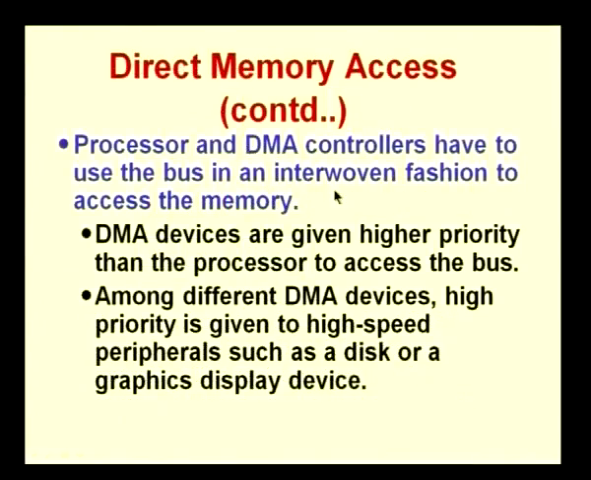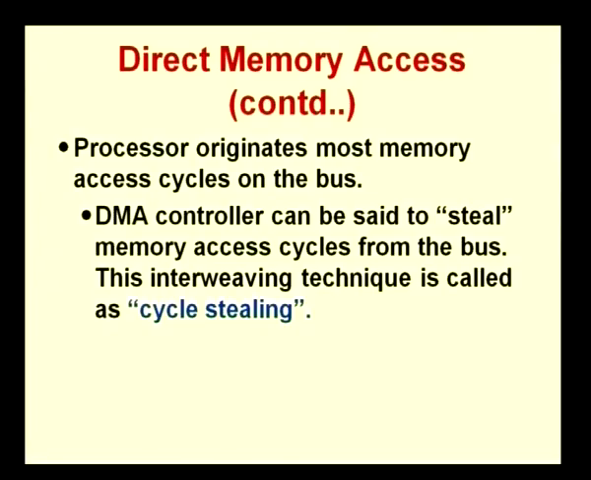There are 2 different ways in which this is normally done. One is that the processor and the DMA controller use the bus in an interwoven fashion. That is, normally it is the processor which will have control of the bus, and when the DMA wants to access the bus, it puts out a request to the processor called a DMA request, and the processor will release the bus for a short duration, for let us say 1 cycle or whatever, during which the DMA controller can access the bus. This is one way in which it is done.